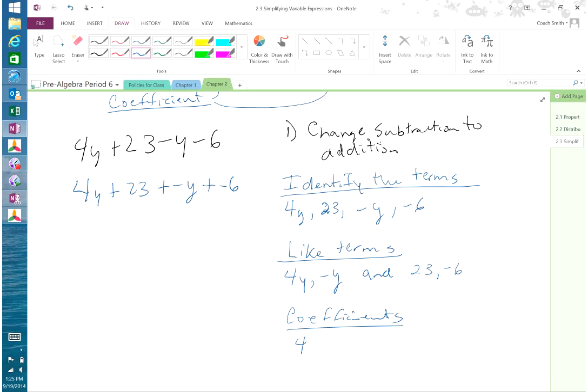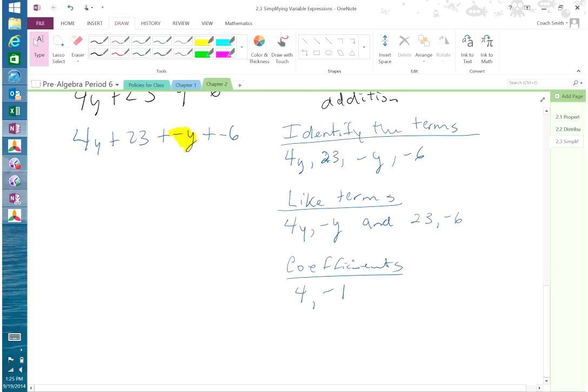No. We just covered that. I just said that when there's not a number in front of the variable, the coefficient is 1. Well, this one happens to have a negative sign in front of it, so it's -1. Okay? So that's the coefficients.